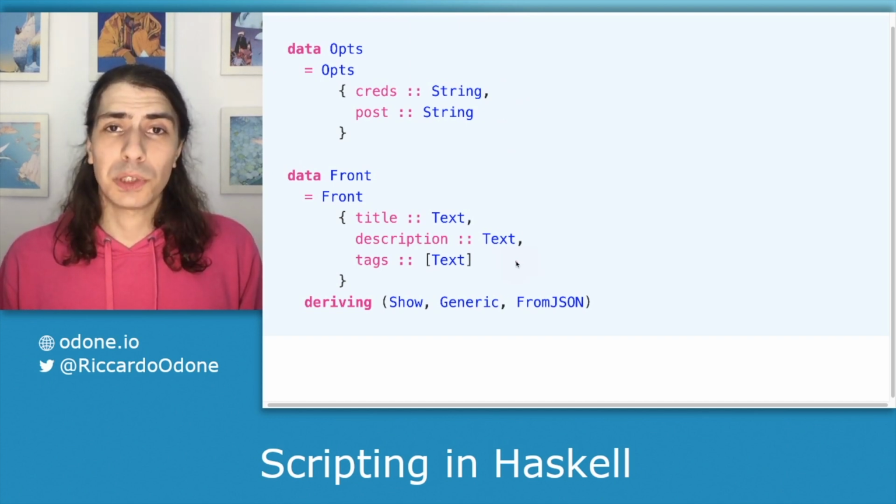Then, since we're going to be tweeting about a specific blog post, we are going to be extracting some information from the front matter of the post, in particular, the title, the description, and the tags.